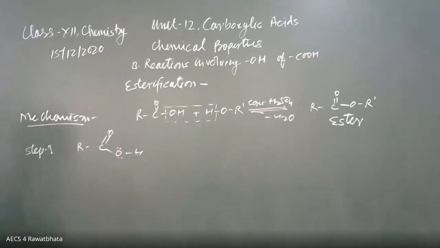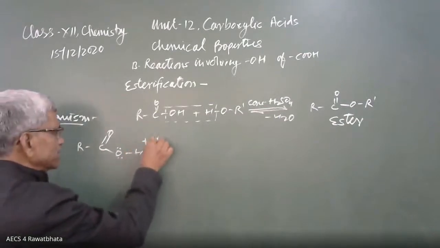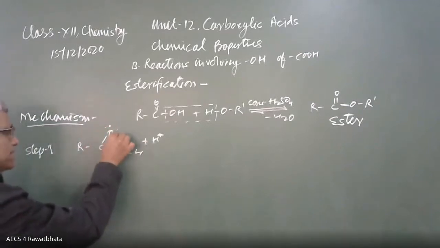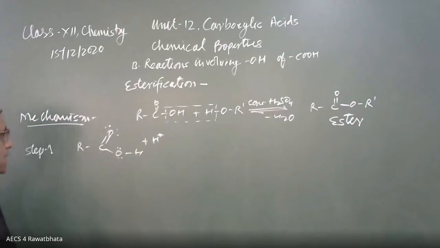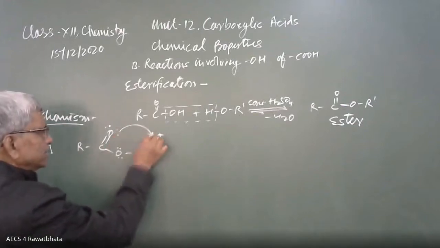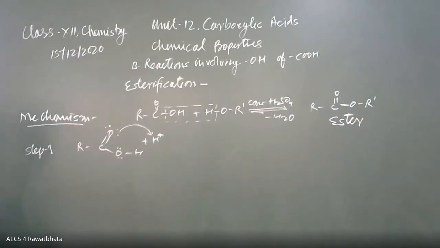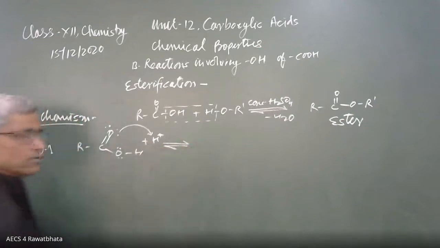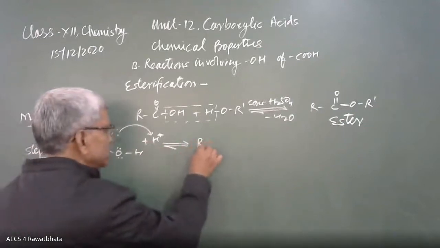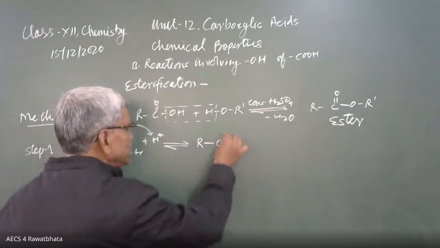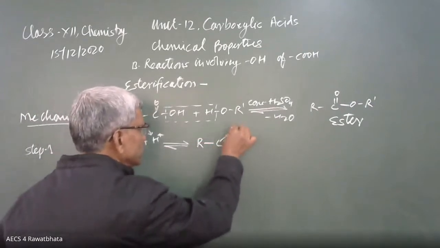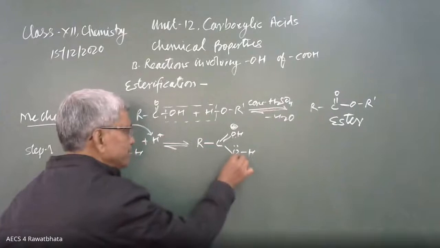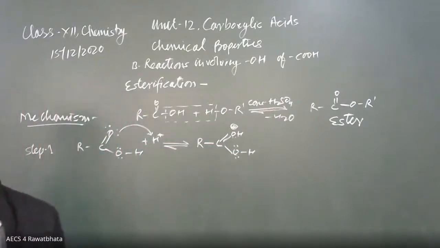First, it is going to protonate. It combines with H positive provided by the sulfuric acid. Here the oxygen has two lone pairs, and here the oxygen also has lone pairs. The double bonded oxygen has a lone pair and H positive lacks an electron, so it joins and forms the protonated carboxylic acid. Here is the double bond, OH with a positive charge and a lone pair, and here is OH. This is step 1. All steps are reversible except the last one.